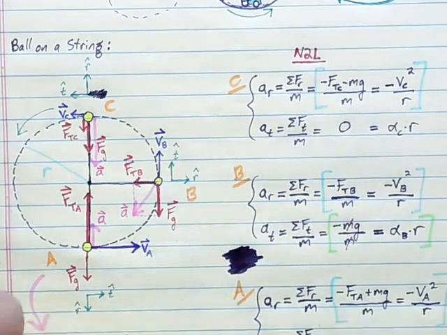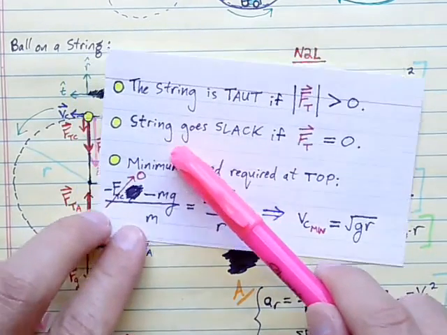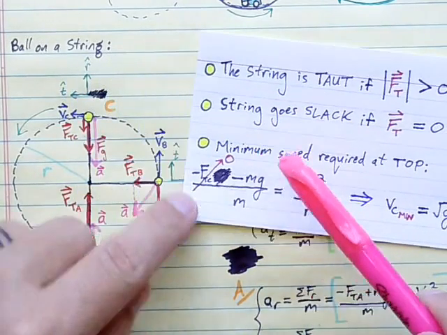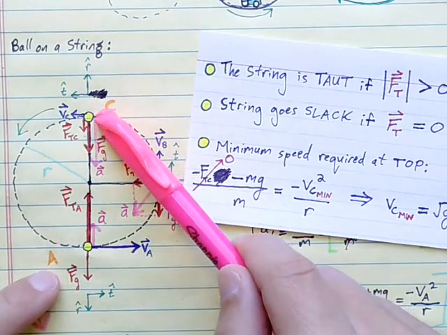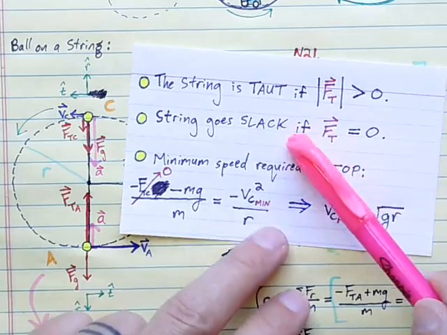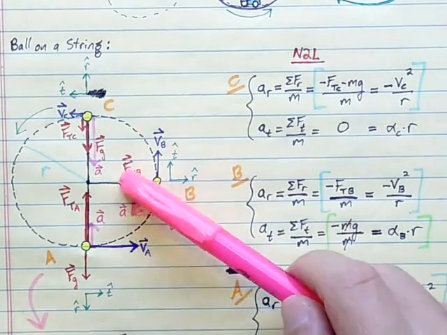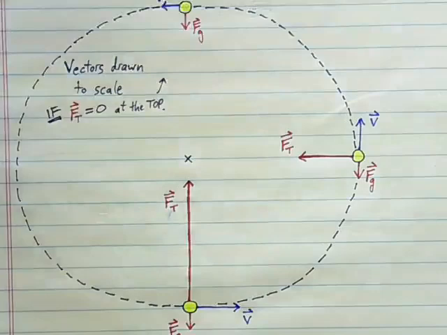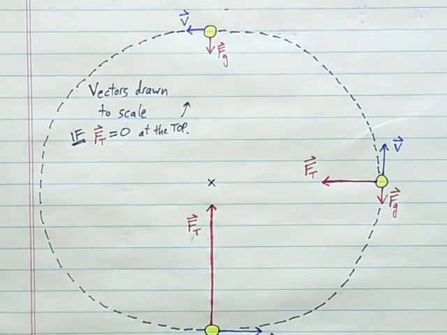In fact, if we look at the special circumstance where the ball is reaching the top with the minimum speed such that the string goes slack at the very top, so if the tension goes to 0 at the very top, it's possible to show that instead of these magnitudes, this is the correct picture.